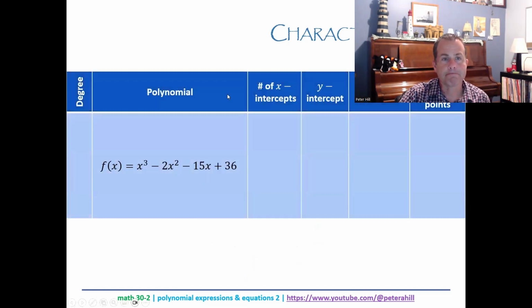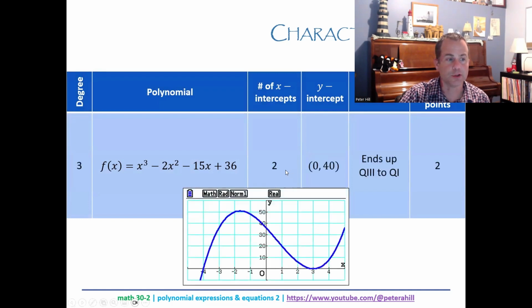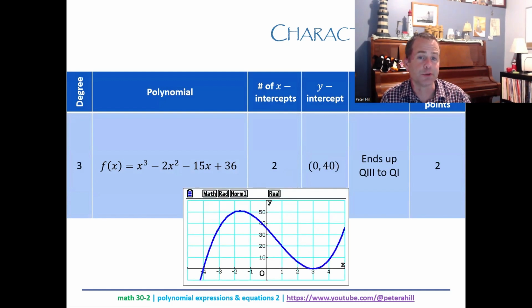Okay, let's try this one again. I'm going to get you to pause me. Okay, so hopefully you have all of this done, and this is what you should be looking at. We are a degree 3. This time there are 2 x-intercepts. And I've got a y-intercept at 40.